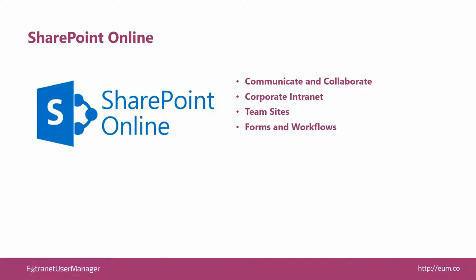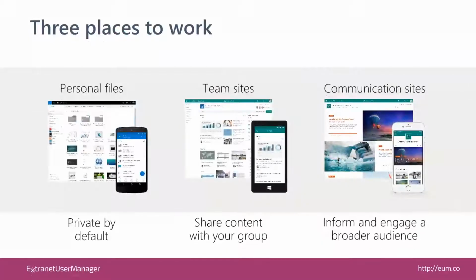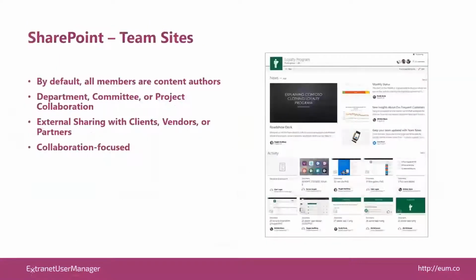That would take far too long, but I want to focus in on the idea from Microsoft Ignite of the three places to work and where that falls into the spectrum here. We've got personal files that are private by default, although they can be shared, team sites that you work on with your group, and then communication sites for informing and engaging a broader audience. And if we look at specifically what we're going to narrow in on today, it's the team sites, the collaboration sites. How do we provision those and then extend those to people outside of our organization so they can collaborate with us?